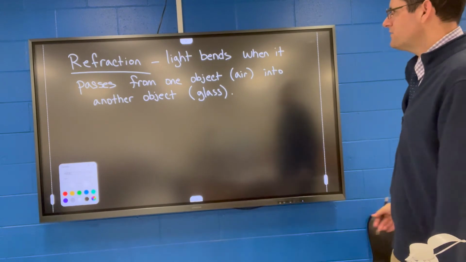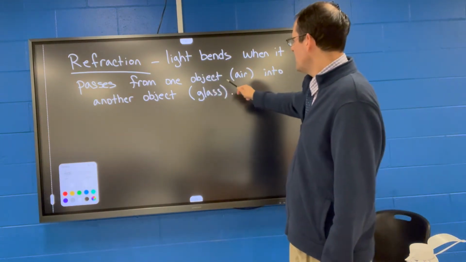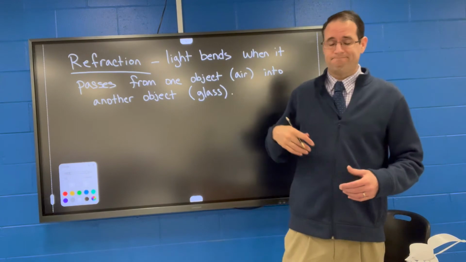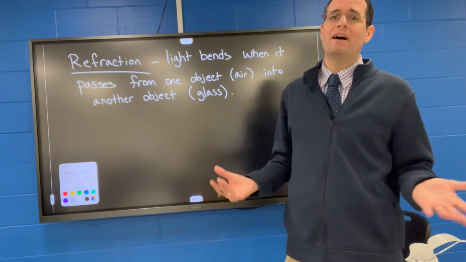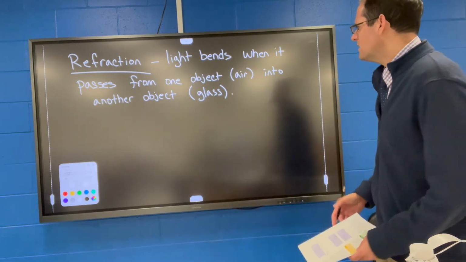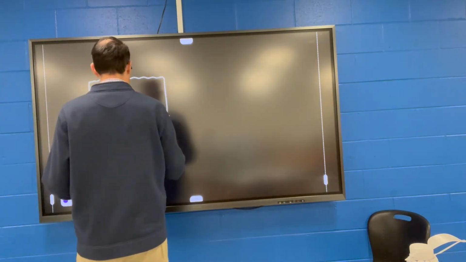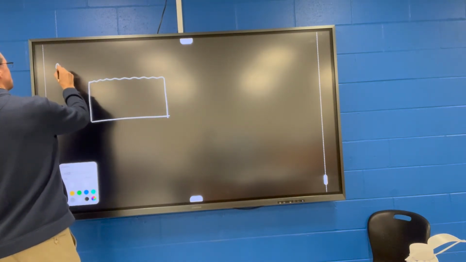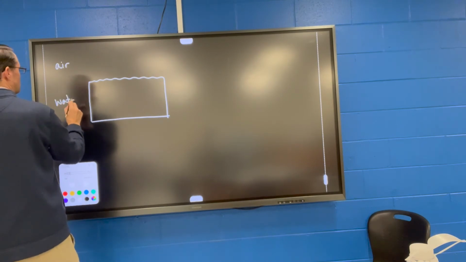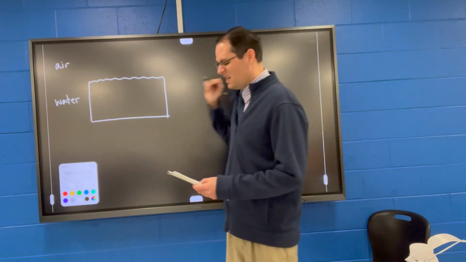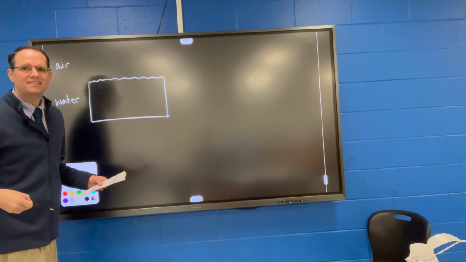So here's my definition of refraction. Light bends when it passes from one object, such as air, into another object, such as glass. So it could be water, it could be anything that light can pass through, okay? So let's take a look at this in a little bit more detail. So what I'm drawing here is air on top and water down below, okay? And we're going to look at what happens when light passes into this system.